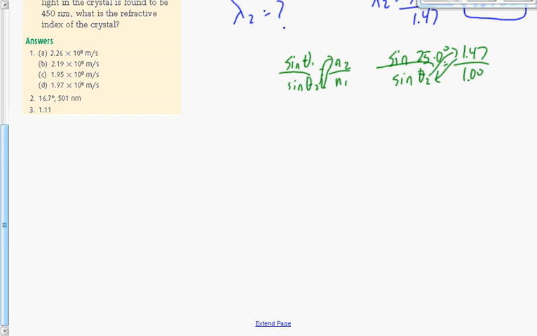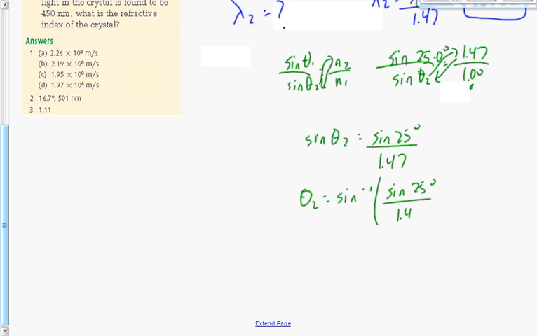So it becomes sine theta 2 equals sine 25 over 1.47. Now, if this number right here wasn't 1, then it would be that number times sine 25 over 1.47. Now let's find theta 2. It's going to be the inverse sine, the second function sine of sine 25 over 1.47. That make sense? When we do that math, we get an angle of 16.7 degrees.